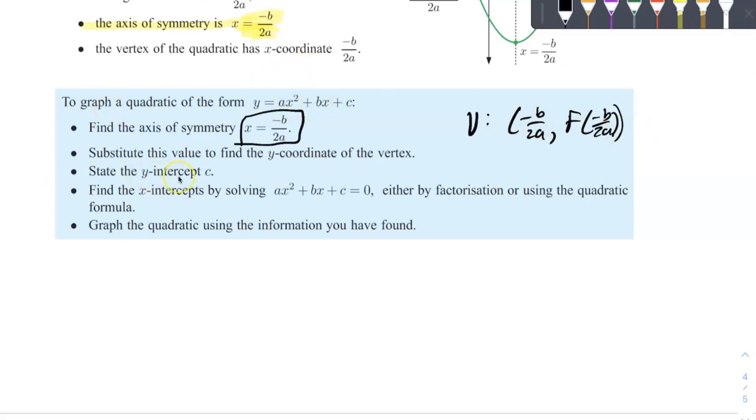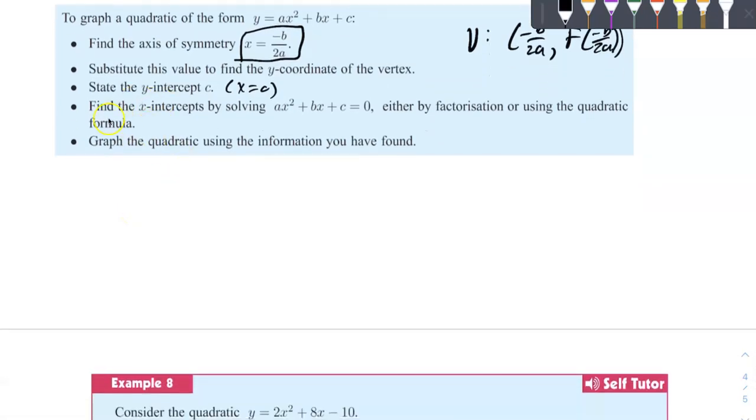If you want to find the y-intercept, you set x equal to 0. Sorry about that, I misspoke. If you want to find the x-intercept, you set y equal to 0, and then you have to solve this quadratic equation, either by factoring or using the quadratic formula, and then you just graph what you found.